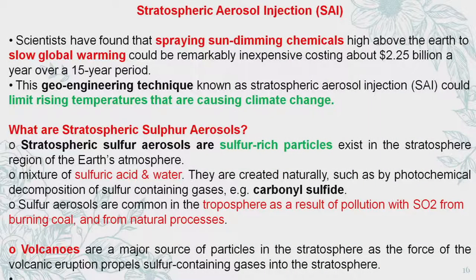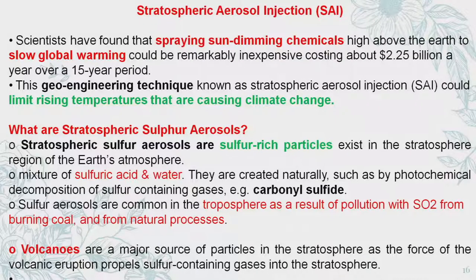Again, another very unique term: stratospheric aerosol injection. The idea behind this is spraying some sulfurous compound in the stratosphere so that the global temperature can be reduced. That's the concept. By spraying an aerosol of sulfurous compound, we can dim the sunlight reaching the earth, thereby, to a level, minimizing global warming. So that's the concept of stratospheric aerosol injection.